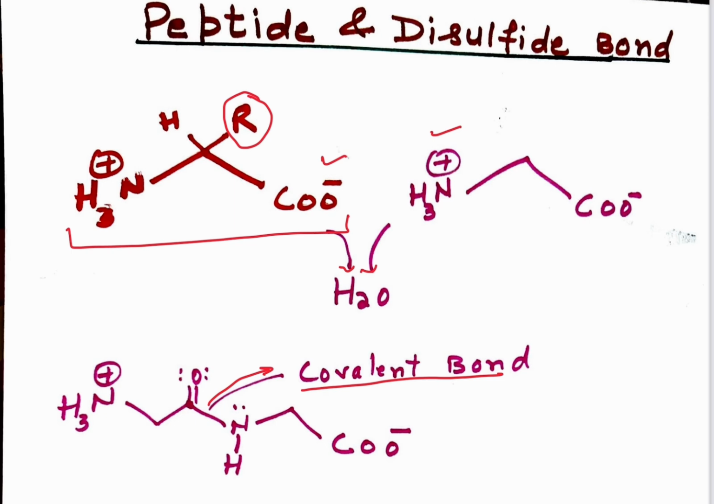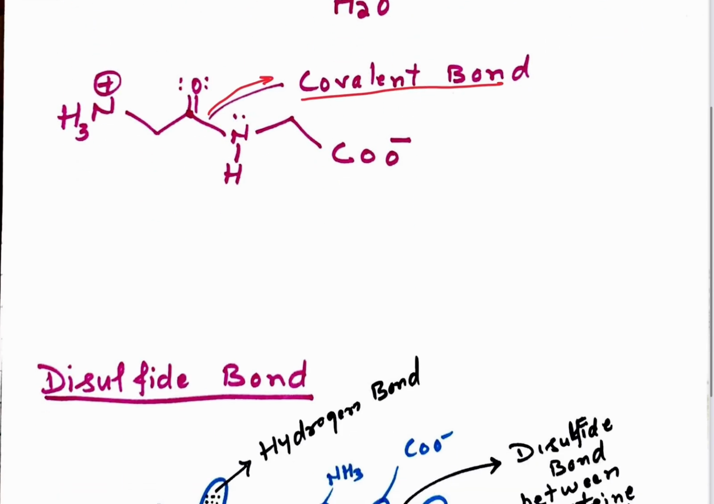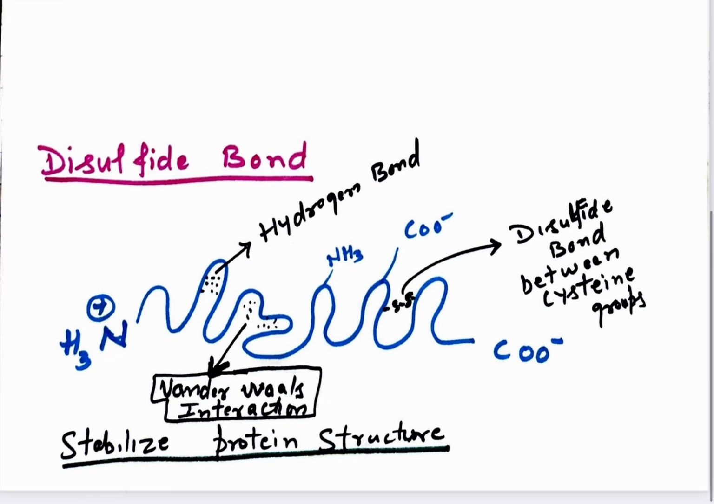We will talk about the shapes of proteins in a different lecture, but today we're just going to talk about peptide and disulfide bonds. So that's pretty much the description of the peptide bond I wanted to explain here. Next we're going to talk about the disulfide bond. The disulfide bond is between the two cysteine groups right here.